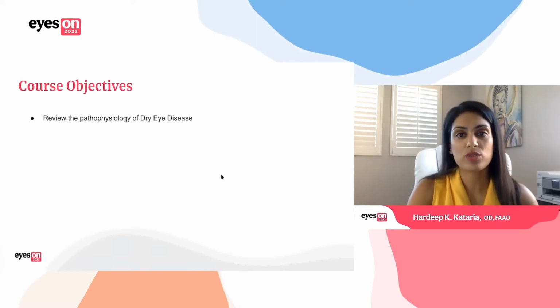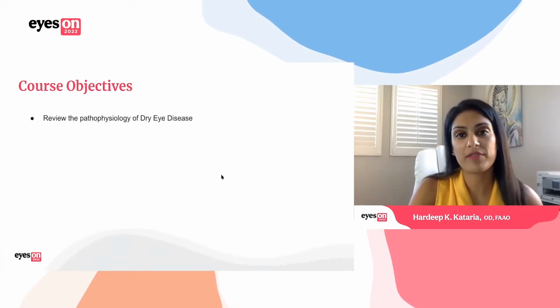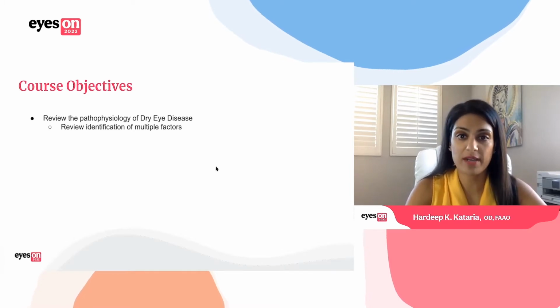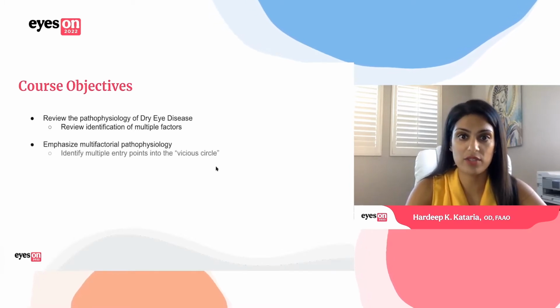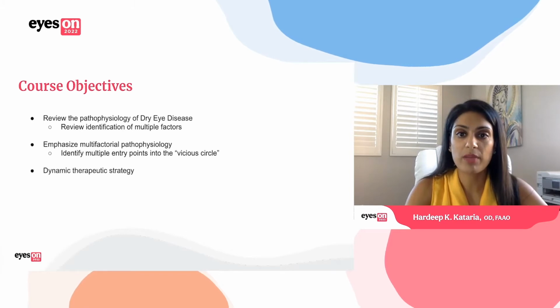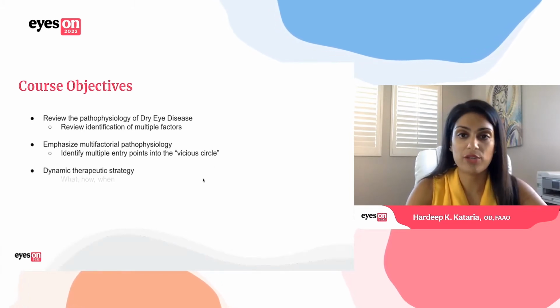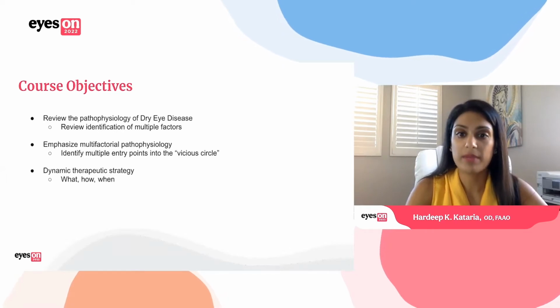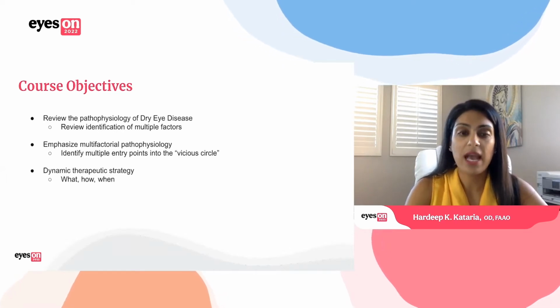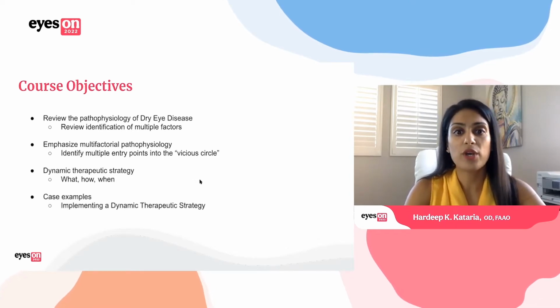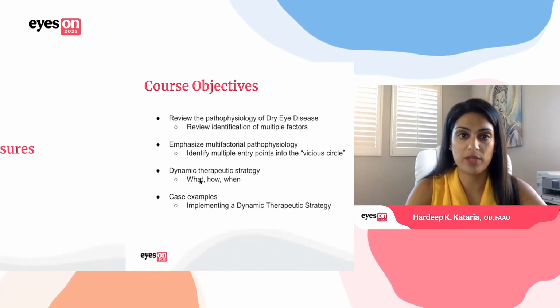So today, really, the course objectives here are to review the pathophysiology of dry eye disease and to really understand the multiple risk factors and the entry points into the vicious cycle. We'll also be talking about the dynamic therapeutic strategy. So what is it, how to create it, and how to implement it into a patient case. And then at the end of the presentation, we'll wrap up with a case example using a dynamic therapeutic strategy.